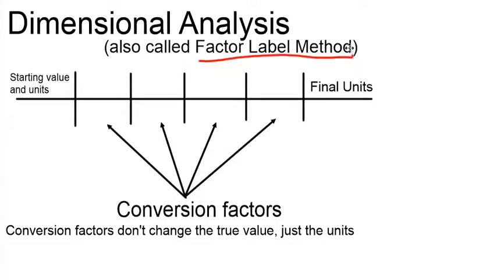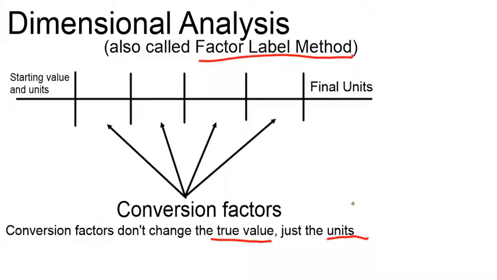If you are familiar with that. So it roughly looks like this. You have your starting value in units on the left, you draw a long horizontal line, and then you'll have these vertical lines, and at the very end of this in the upper right corner, you'll have your final units. That is your goal. And what you put in these places are the conversion factors that do not change the true value, they just change the units.